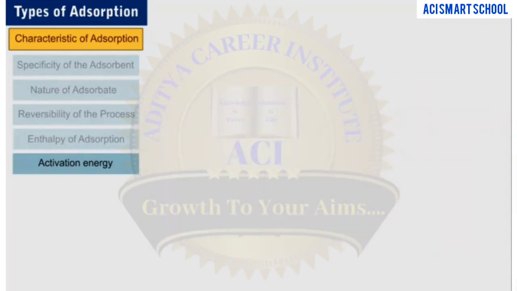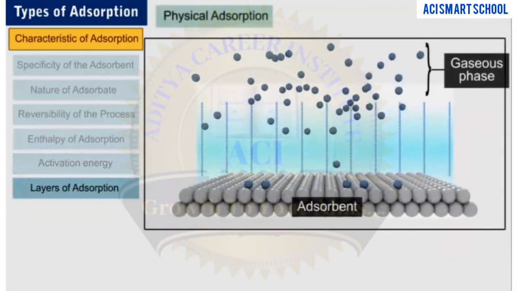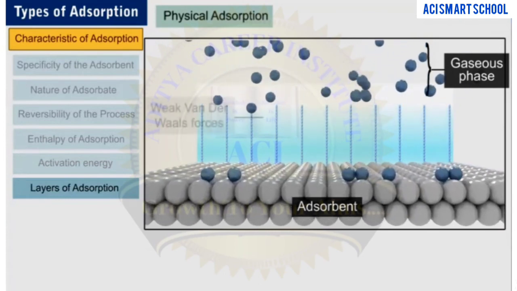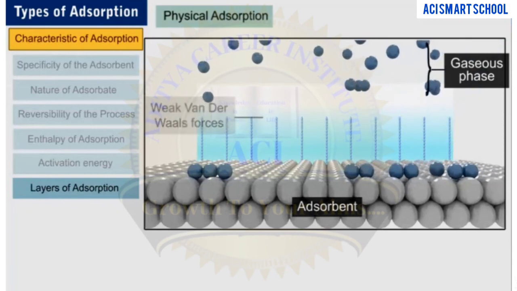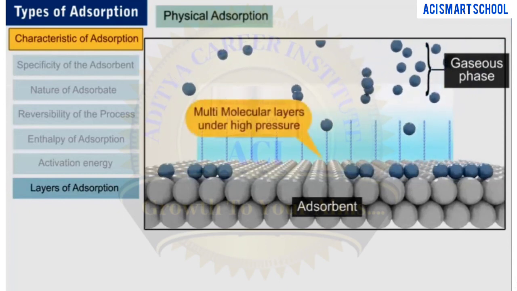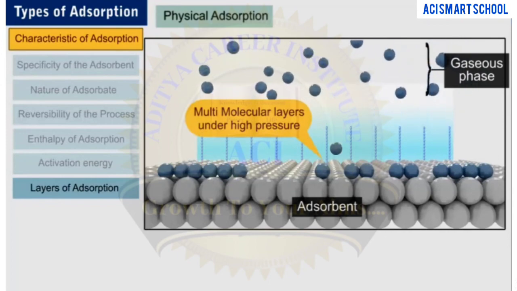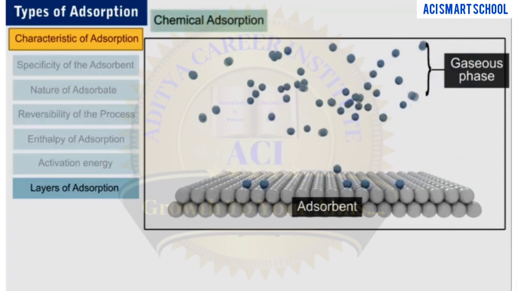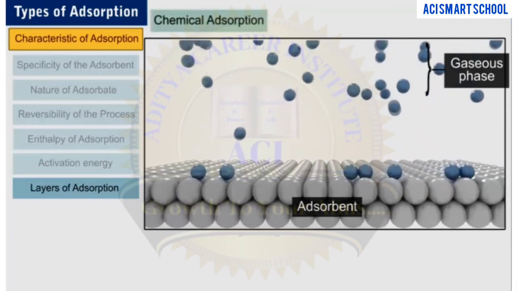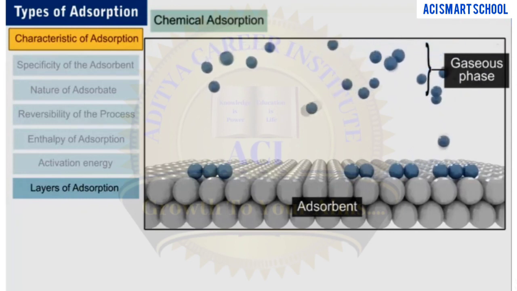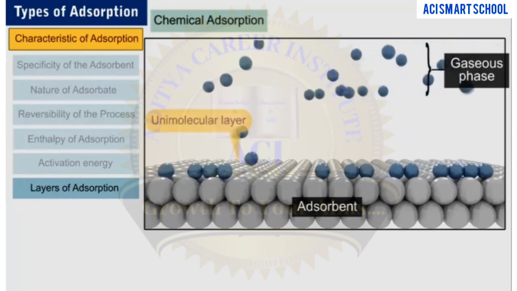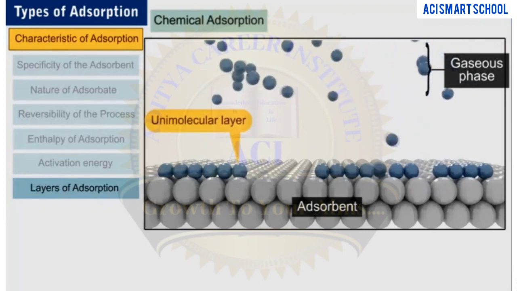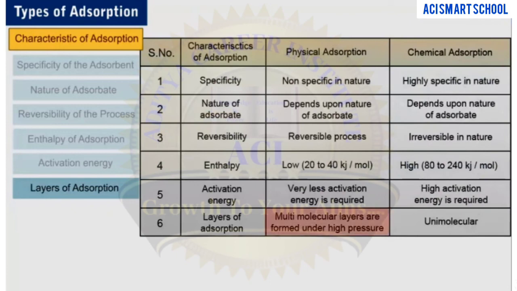Let us look at the type of molecular layers that are formed during physical and chemical adsorption. Layers of gas molecules are adsorbed one over another by van der Waals forces in physical adsorption. That is why multimolecular layers are formed under high pressure in physical adsorption. In chemical adsorption, a chemical bond is formed with the molecules that come in direct contact with the surface of the adsorbent. Hence, only a unimolecular layer is formed in chemical adsorption. Therefore, multimolecular layers are formed in physical adsorption, but only a unimolecular layer is formed during chemical adsorption.